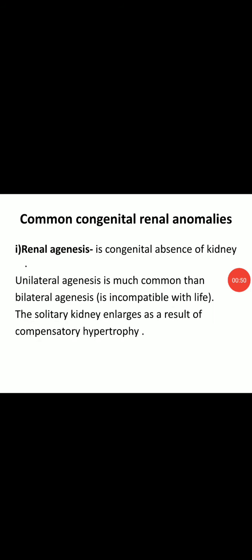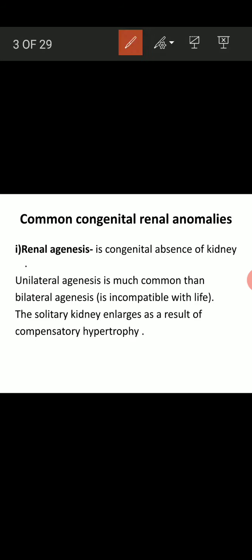The neonatal kidney achieves concentrating ability equivalent to adult by the age of 1 year. About 10% of people are born with significant malformation of the urinary system. Now, what are the common congenital renal anomalies? First, it can be renal agenesis. Renal agenesis is congenital absence of kidney.